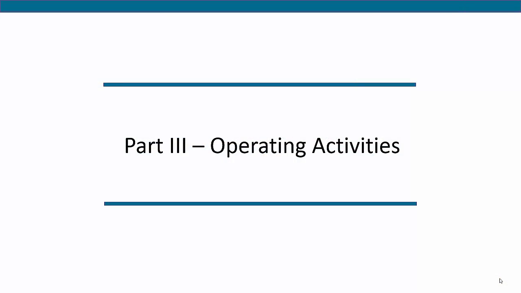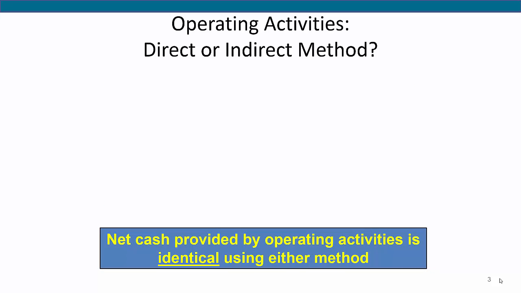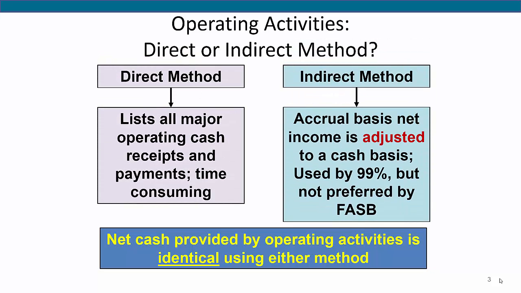Hi again. Let's get started with part 3 of this chapter, where we'll look at the indirect method of reconciling net income to cash flows provided by operating activities. Cash flows provided or used by operating activities are reported in one of two ways, the direct method or the indirect method. These two different methods apply only to the operating activities section.